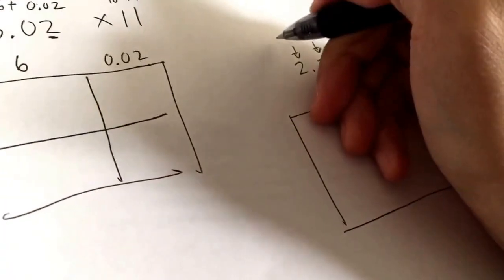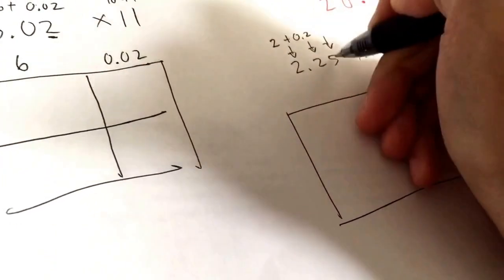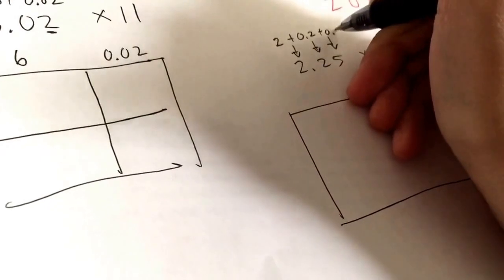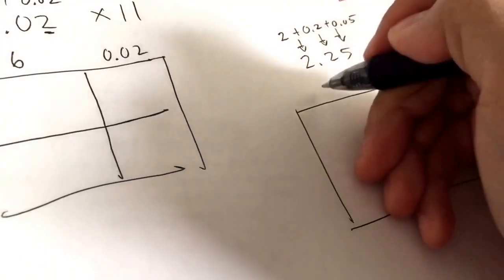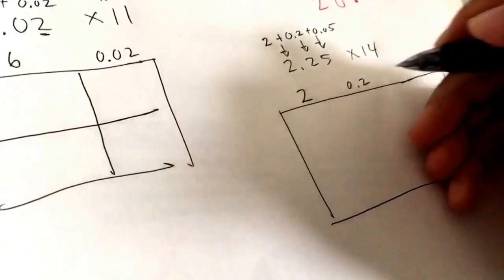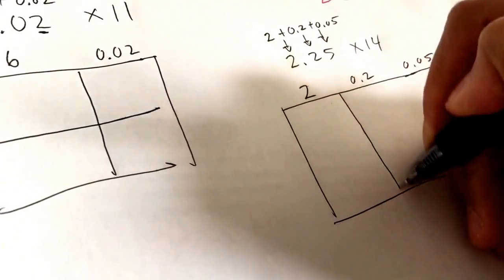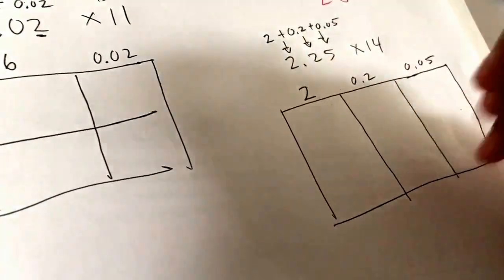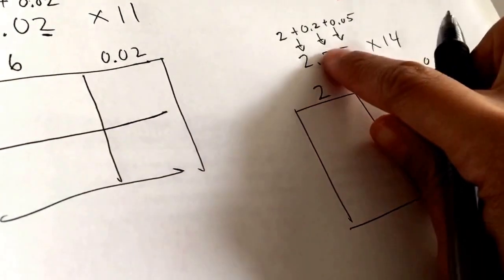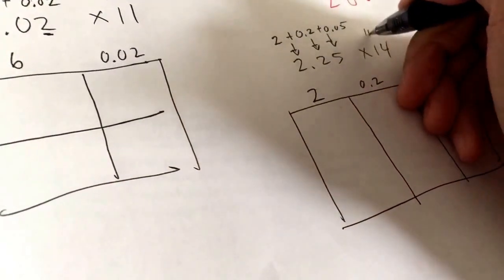So the 2 breaks down to 2 whole. The next 2 goes to the 2 tenths, and the next one is the 5 hundredths. So you're going to do the same exact thing, but this time you're going to have a 2 tenths, and a 5 hundredths. See what they did there? 2 tenths, 5 hundredths. And then here your 14 is 10 and 4.